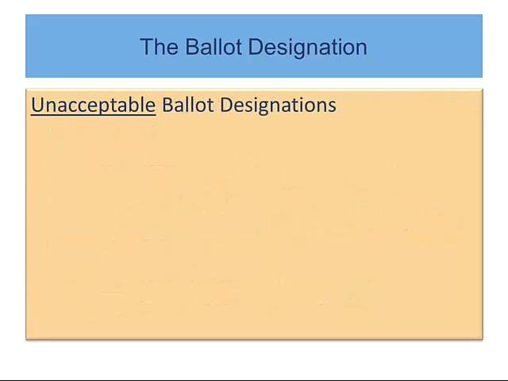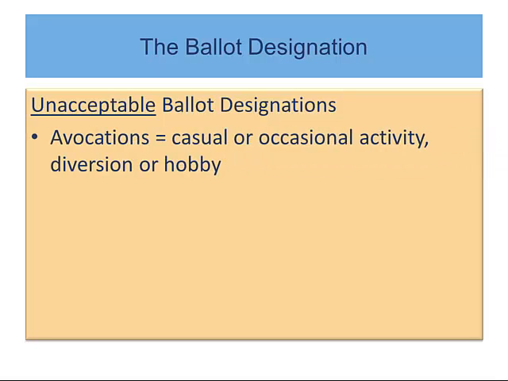Now let's take a look at what is not acceptable under the Elections Code. To do this, I will start with a few more definitions. An avocation is a casual or occasional activity, diversion, or hobby pursued principally for enjoyment and in addition to the candidate's principal profession, vocation, or occupation.